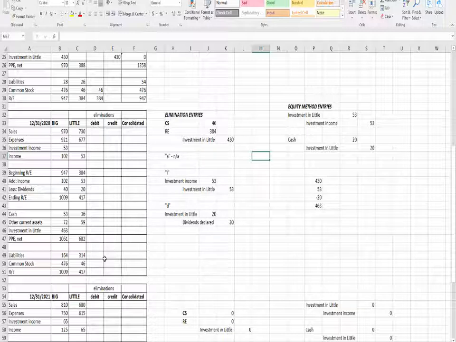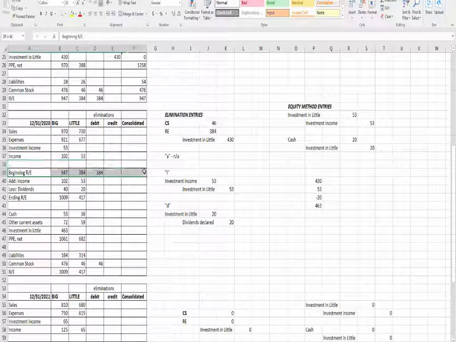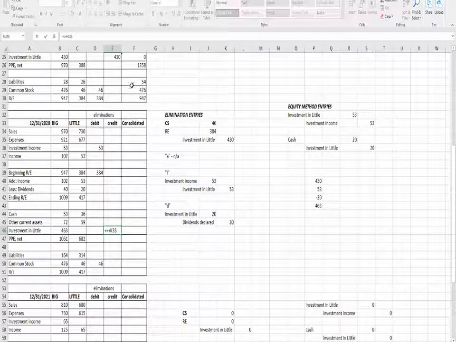Okay, so let's go ahead and post this stuff to the worksheet. Again, debiting common stock, debiting beginning retained earnings. We always adjust beginning retained earnings and then let it flow through to ending retained earnings on the balance sheet. And we credit the investment in Little for $430. Next, this entry, we debit investment income up in the income statement, and we credit the investment in Little. Finally, dividends declared, we debit the investment in Little, credit dividends declared.